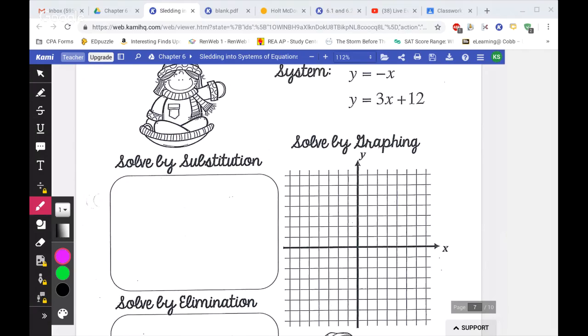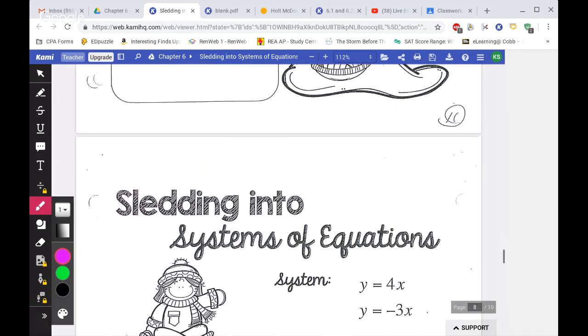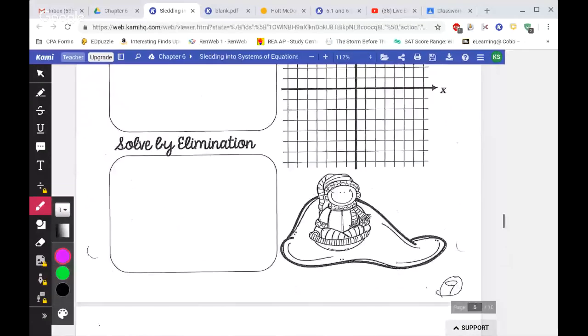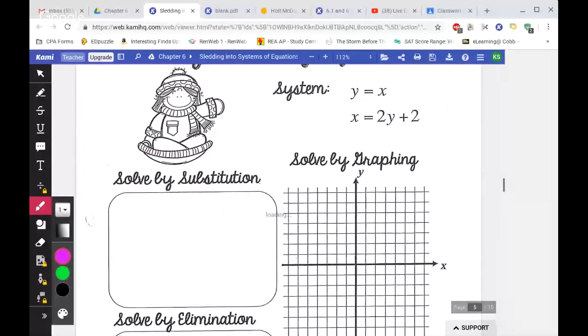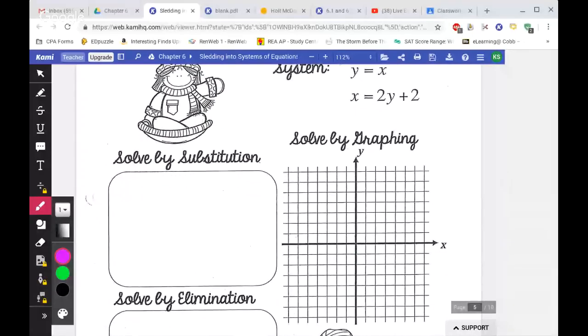And then it's y equals x and x equals 2y plus 2. Let me see if I can find that. This one? Let me make sure this is right. Yeah, okay. So I'll do this one. All right, so y equals x and x equals 2y plus 2.